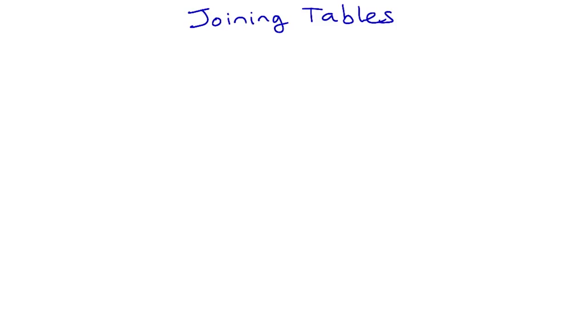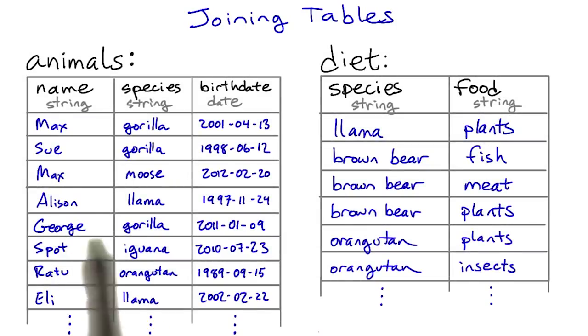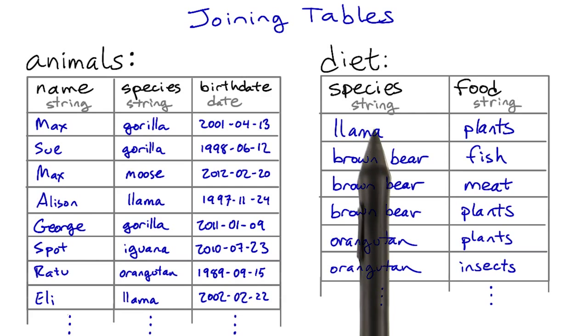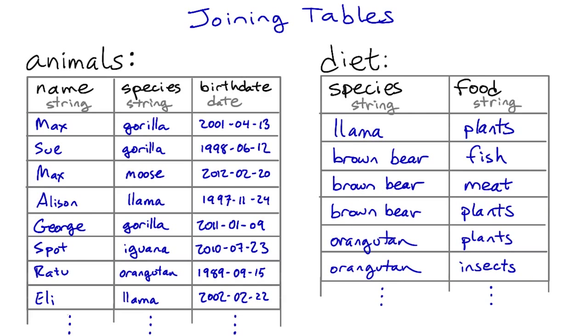Okay, so let's go back to the zoo with the gorillas and llamas. Remember these tables? In this one, we have animals' names, species, and birth dates. In this other one, we have species and the foods that they eat. Suppose that we wanted to find out how many individual animals eat fish.